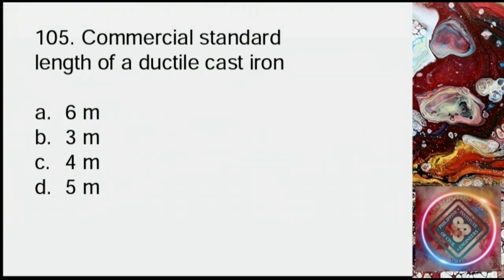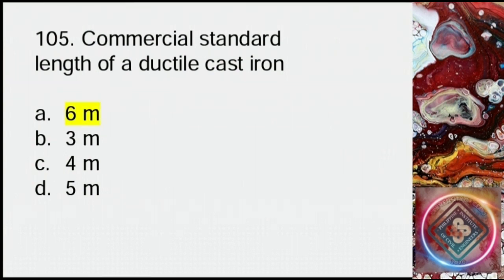105. Commercial standard length of a ductile cast iron. A. 6 meters, B. 3 meters, C. 4 meters, D. 5 meters. A. 6 meters.